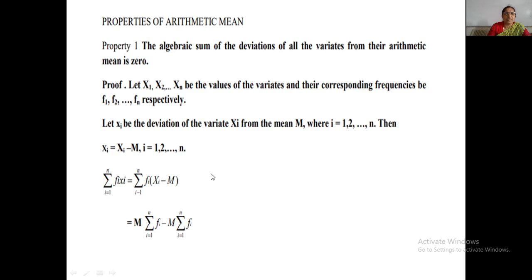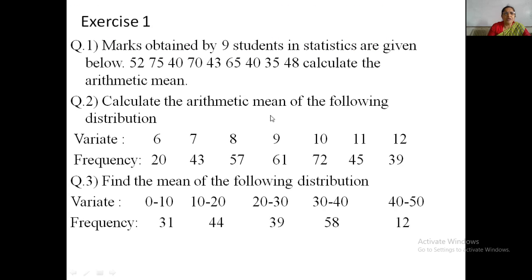In this way you can show that the sum of deviations of all observations from the arithmetic mean is always equal to 0. So for the given set of values here, try to find the arithmetic mean, and using it check whether this property is true or not. That is, the sum of deviations of all observations from the arithmetic mean is always equal to 0.